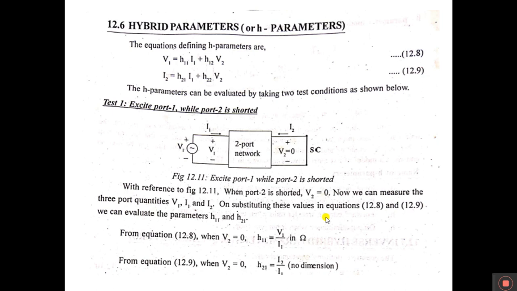Now, the same procedure. Hybrid parameter, this equation you know. To make V2 equal to 0, we need to short circuit the output terminal. The current flowing through it is I2. And apply a voltage source here, V1. The current flowing inside the circuit is I1. So with V2 equal to 0, H11 becomes V1 by I1, in ohm. Now H21 becomes I2 by I1. So I2 by I1, both ampere, ampere, cancel. Now it has no dimension. H11 is in ohm.